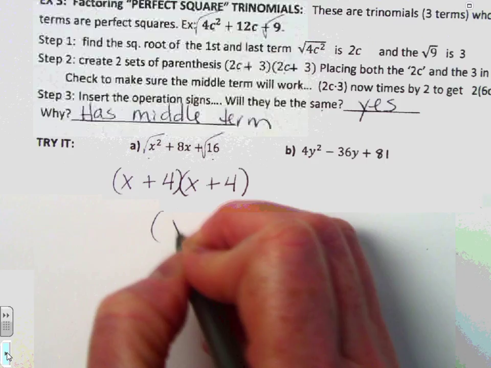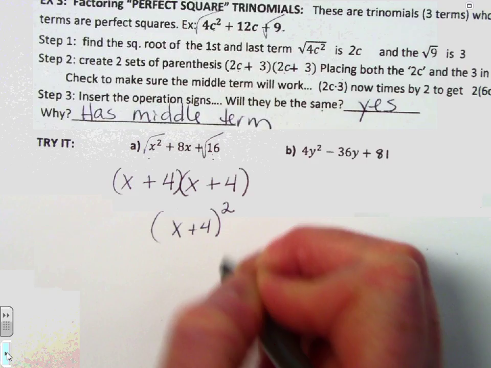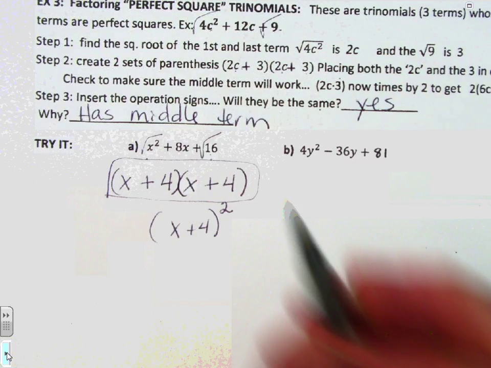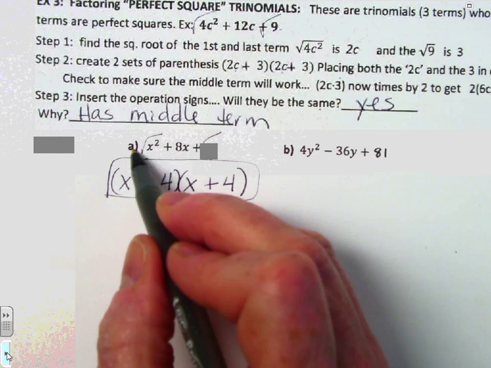And if you wanted to write it to make people think you're super smart, you could write it like this. But this is technically your answer. If you were to FOIL this back together, you would get your original problem back.